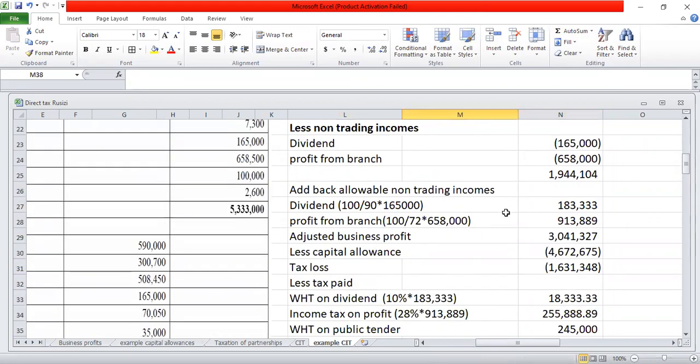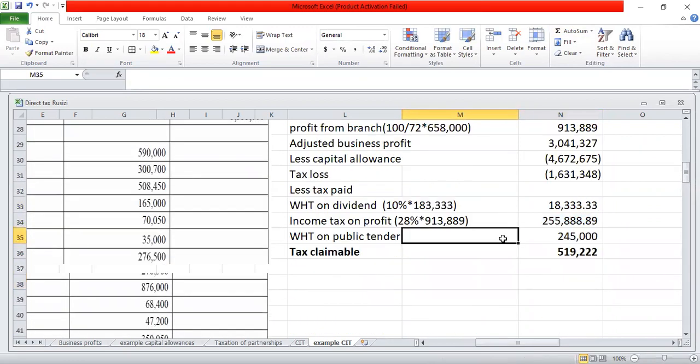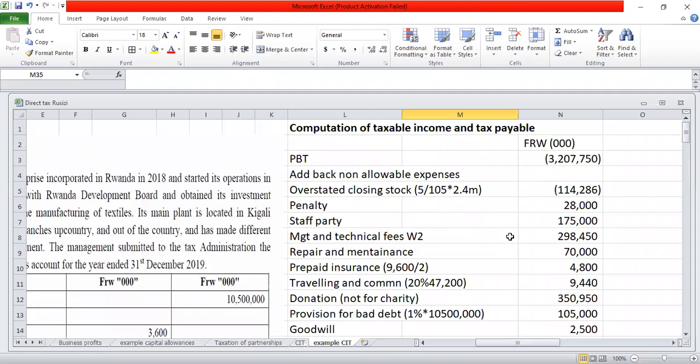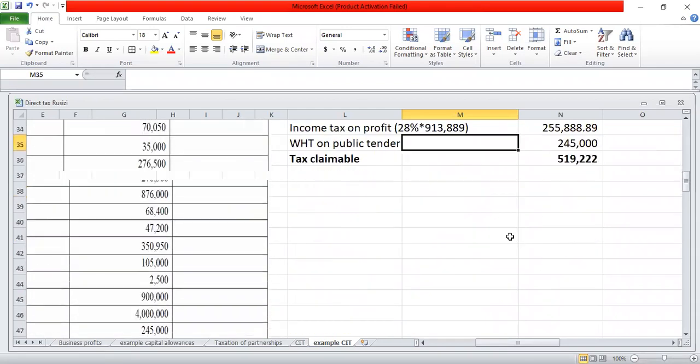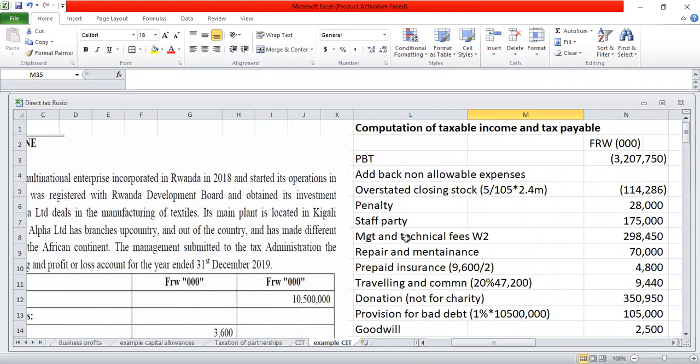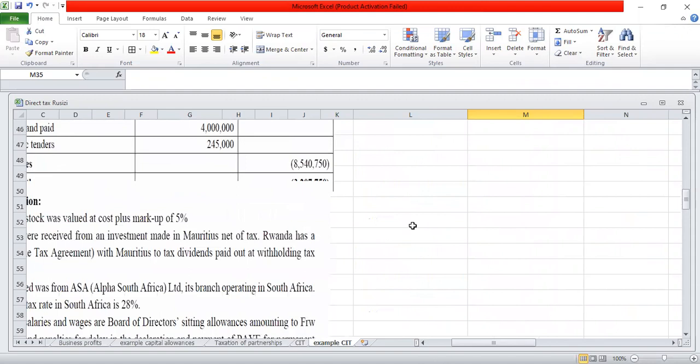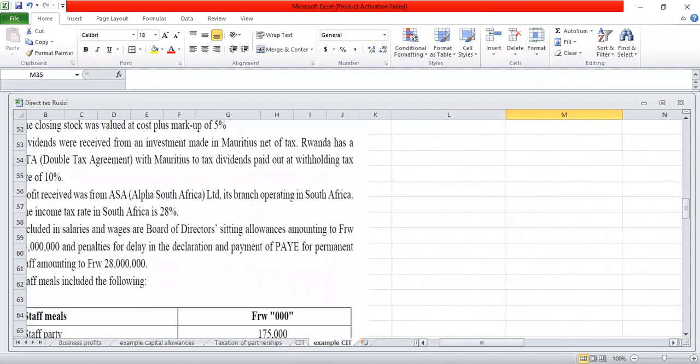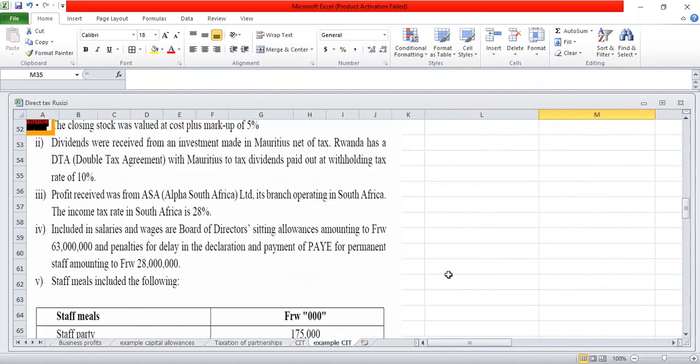So that is how we adjust for taxable profit and how we compute the tax. I don't know if you have a question on this part that you want us to talk about. I hope there's no information we have forgotten on this question, because the information was not very straightforward.